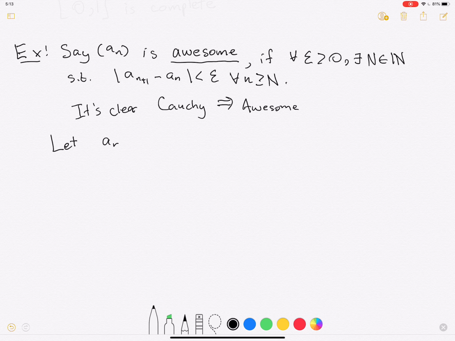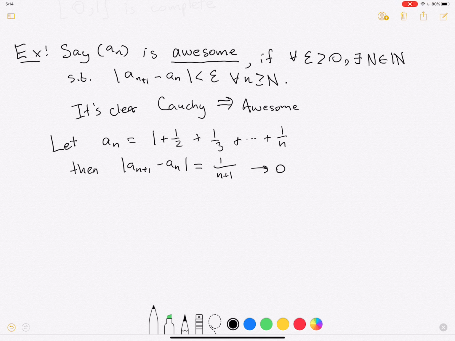Let a_n equal 1 plus 1/2 plus 1/3 and so on. It's defined as the sum of 1 over n, so it's a sum. Then a_{n+1} minus a_n is equal to 1 over n plus 1, which approaches 0. So a_n is awesome.